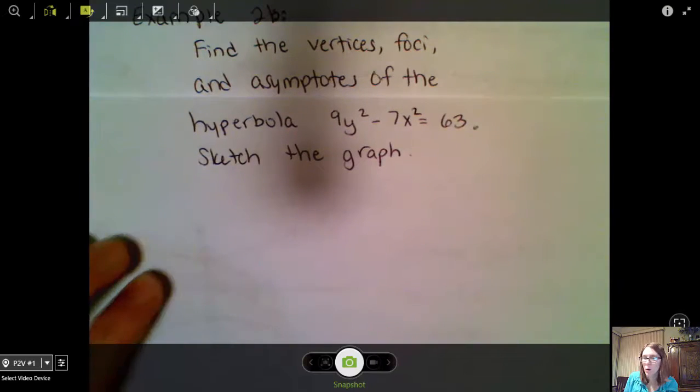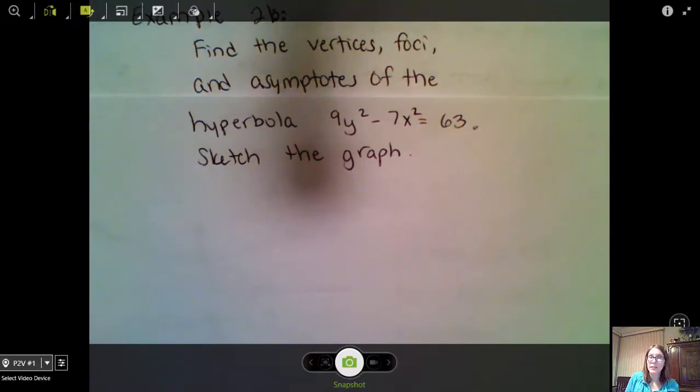Example 2B here to go with example 2. Find the vertices, foci, and asymptotes again of the hyperbola 9y squared minus 7x squared equals 63. And then we are sketching the graph.